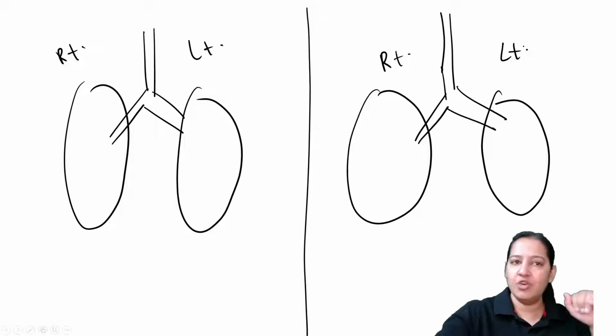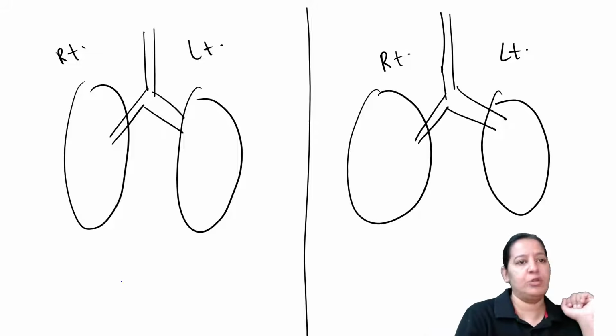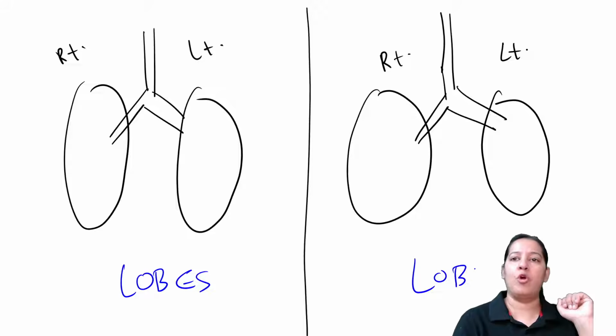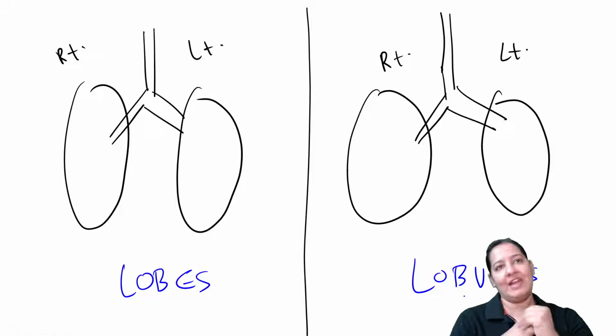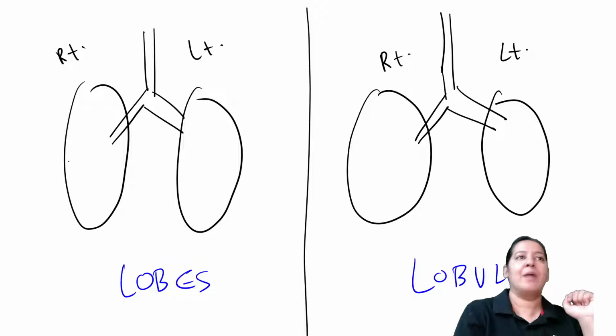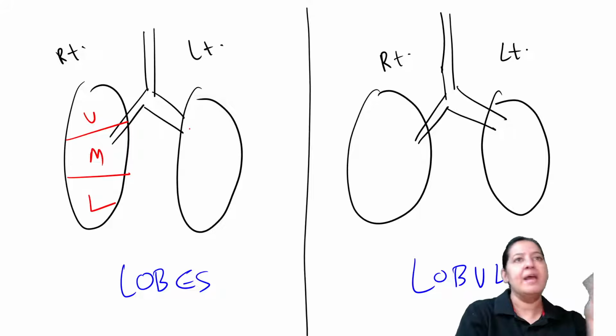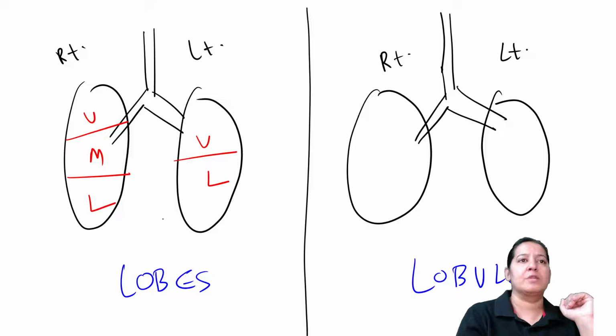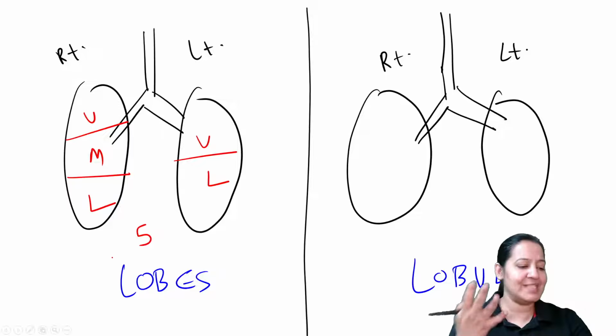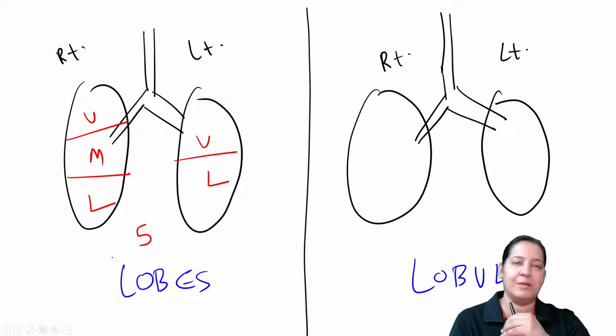So let me teach you about lobes. You already know lobes. In this diagram, you draw lobes. In this diagram, you draw lobules. That is what I want to teach you. So in the first diagram, in the right lung we have 3 lobes: upper, middle, lower. In the left, there are only 2, upper and lower. So in total 5 lobes are there. It's very, very simple to draw them, right?